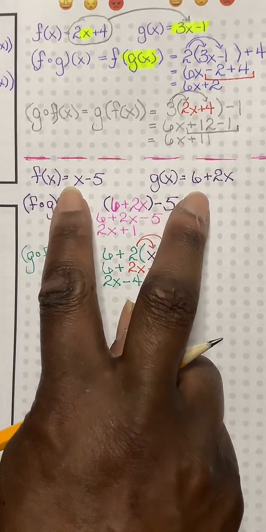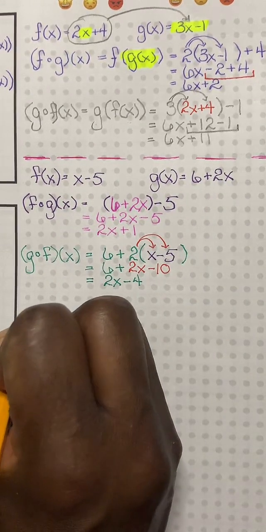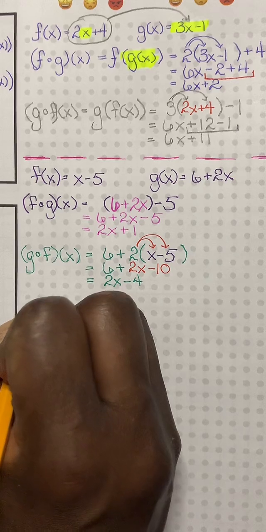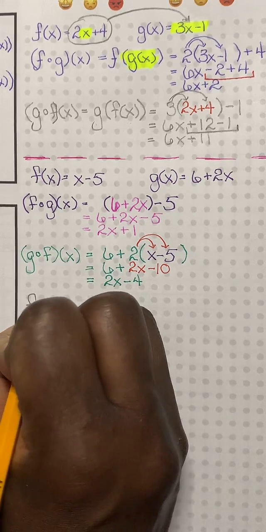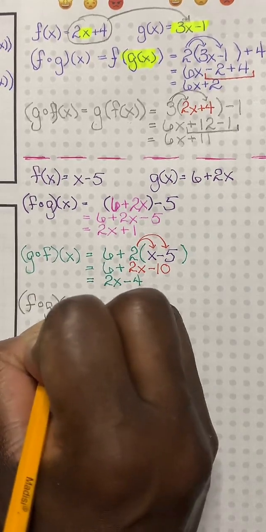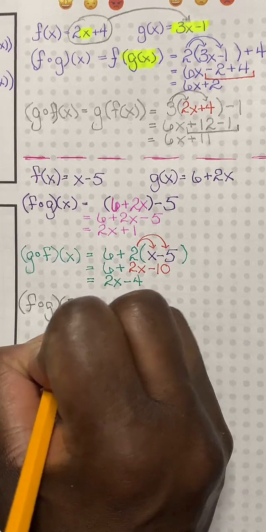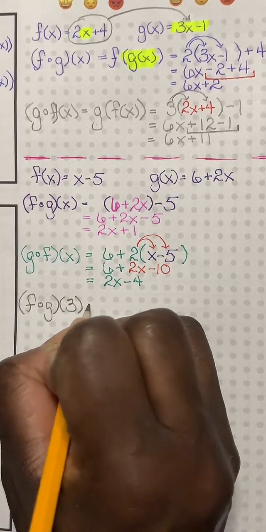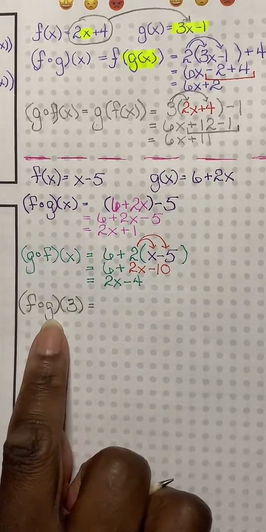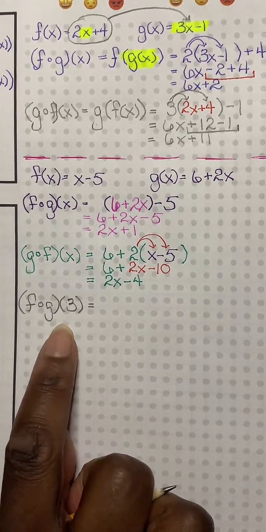Still using the same functions, but I want to do, let's say, the f of g, but I'm actually going to put a 3 in there. Whoa. So I'm actually putting a number in there.